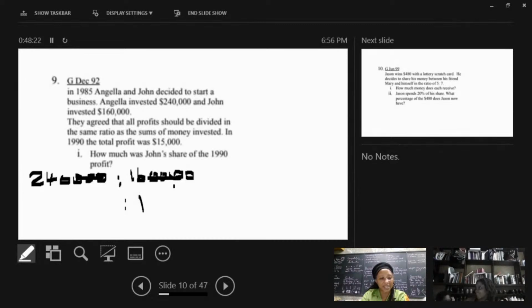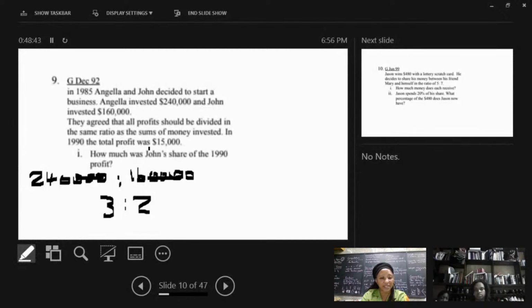16 into 240, or 16 into 8, 24. You can use eight. So it's 2 to 3, or 3 to 2. All right, 3 to 2. Yes, miss. So the ratio is 3 to 2.